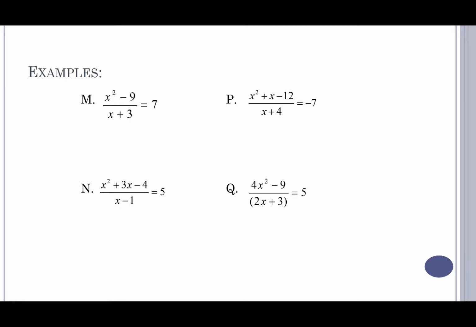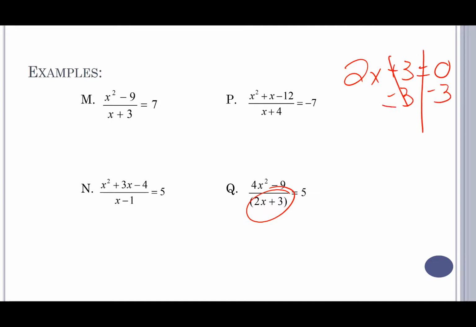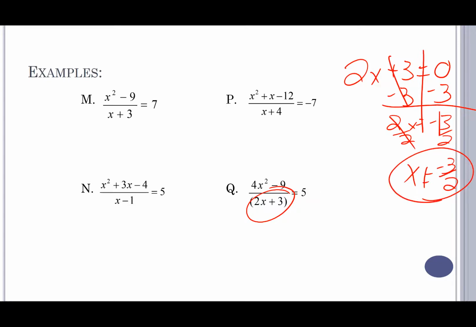So 2x plus 3, a little less obvious. I want to know what would make this 0, because that value is not supposed to be a solution. So let me go ahead and quickly figure out what this equal to 0 would be. So divide by 2. So x cannot equal negative 3/2. So let's remember that. X cannot equal negative 3/2.